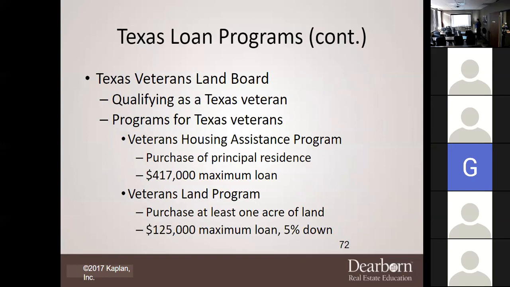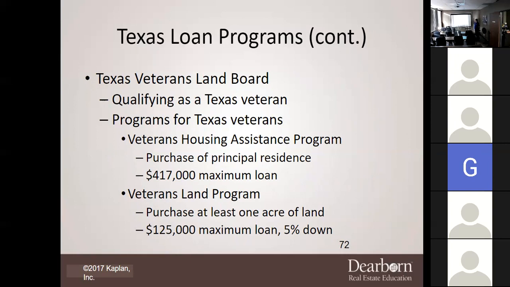Now, there is also the Texas Veterans Land Board, and these qualify as Texas veterans, so you have to be a Texas veteran. And there are programs for those veterans. There's the Veterans Housing Assistance Program, and this is where you can purchase your principal residence, and up to $417,000 is the maximum loan you can get.